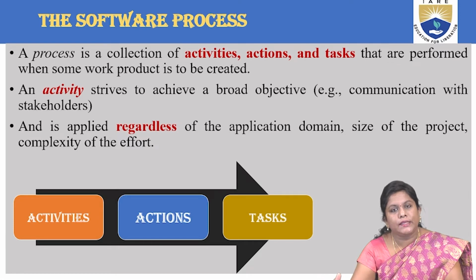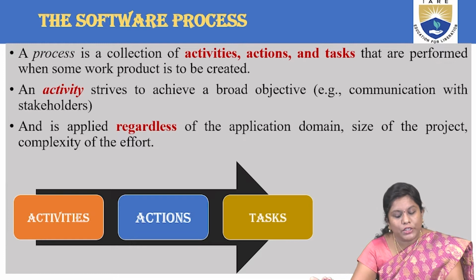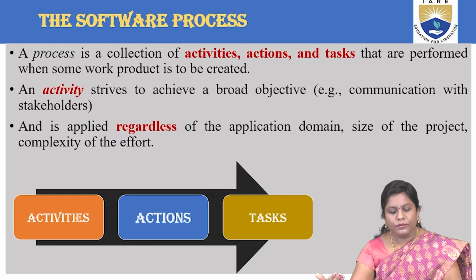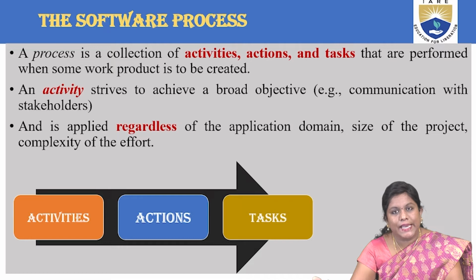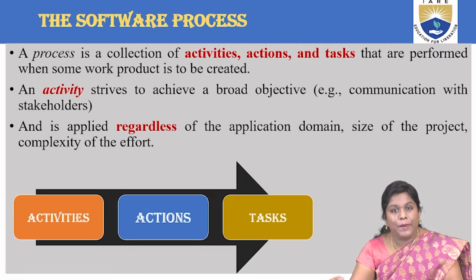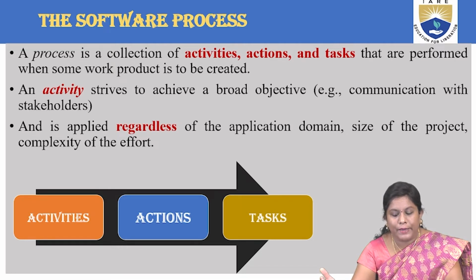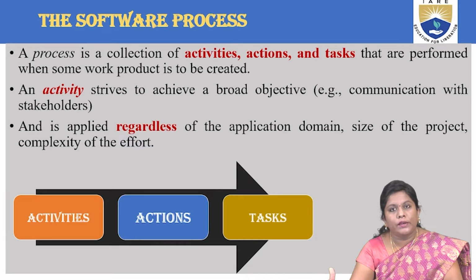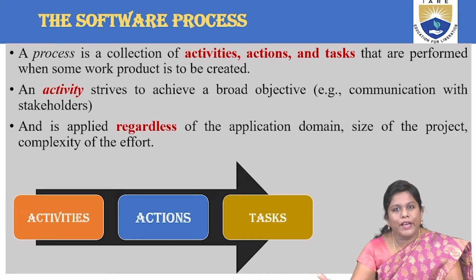So initially in the stage of activity, we are supposed to concentrate on what are the basic needs the stakeholder requires. So moving to the second point, regarding the activity, we can say that it is basically applied regardless of the application domain, size of the project, and complexity. It means that the stakeholder has given us some requirements. Let us assume, right? He has communicated and has given us some specific requirements.